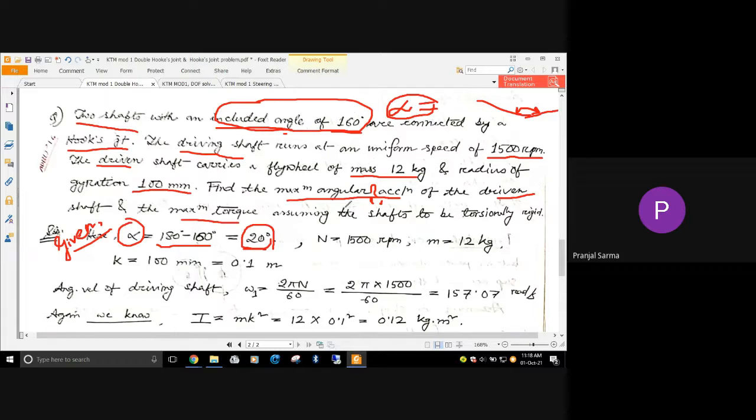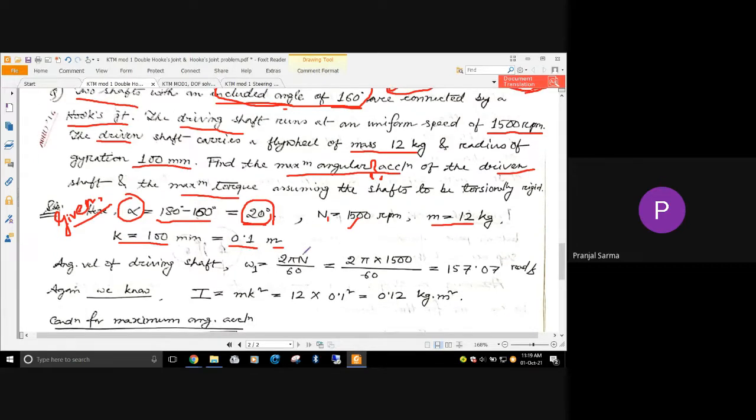Next, what is given? The driving shaft speed n, or n1, equals 1500 rpm. The driven shaft is carrying a flywheel of mass 12 kg, so m, the flywheel mass, equals 12 kg. The radius of gyration is given as 100 mm, so k equals 100 mm. Converted to meters, it is 0.1 meter. So these are the given data.